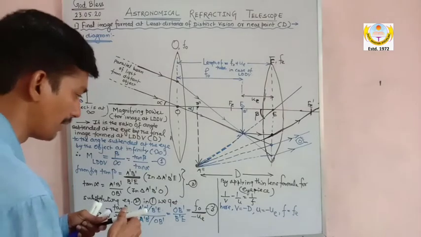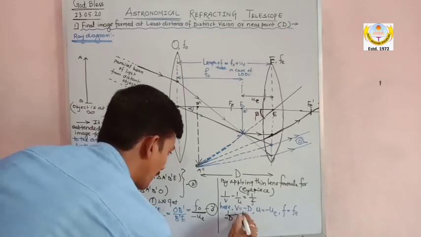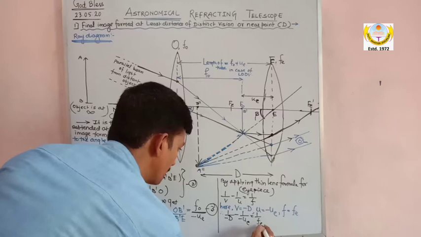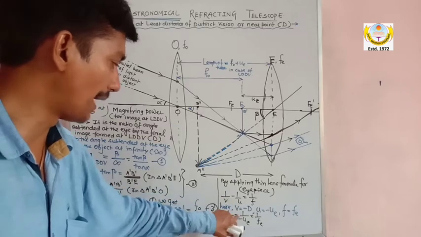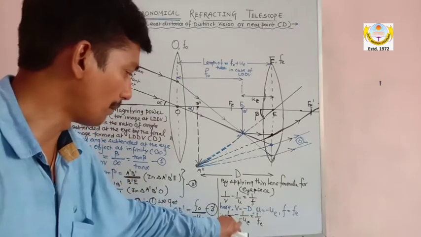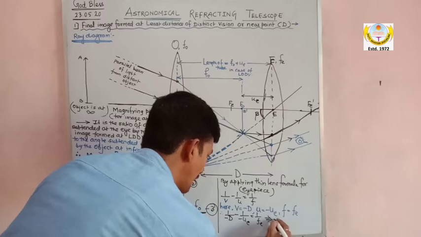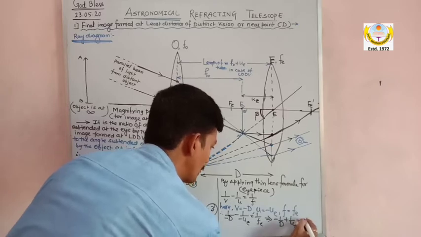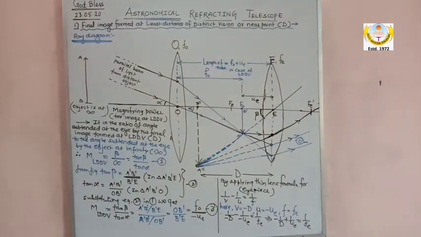So now let us apply these three conditions in the thin lens formula. This becomes 1 upon minus D minus 1 upon minus UE is equal to 1 upon FE. V becomes minus D, so it is 1 upon minus D minus, U is minus UE, so 1 upon minus UE is equal to 1 upon FE. This will be minus 1 upon D plus 1 upon UE is equal to 1 upon FE.